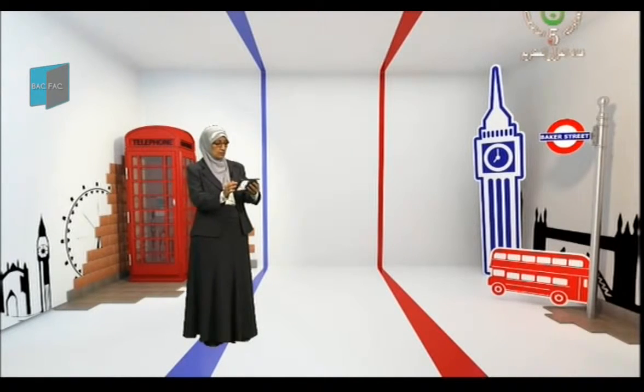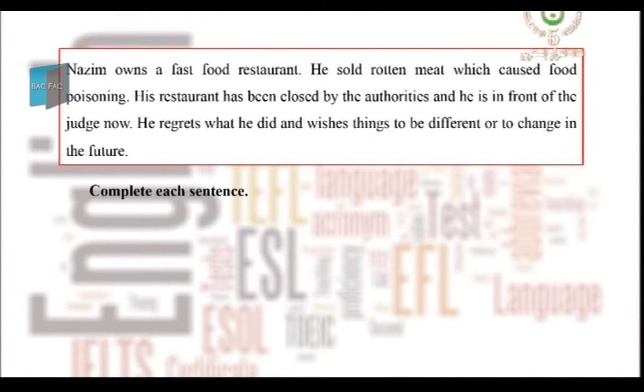First, Mr. Dehmas is going to read a situation for you to help you do the activity. Listen carefully, please. Nazim owns a fast food restaurant. He sold rotten meat which caused food poisoning. His restaurant has been closed by the authorities, and he is in front of the judge now. He regrets what he did and wishes things to be different or to change in the future. Right? Now, complete each sentence and use the right tense, of course.